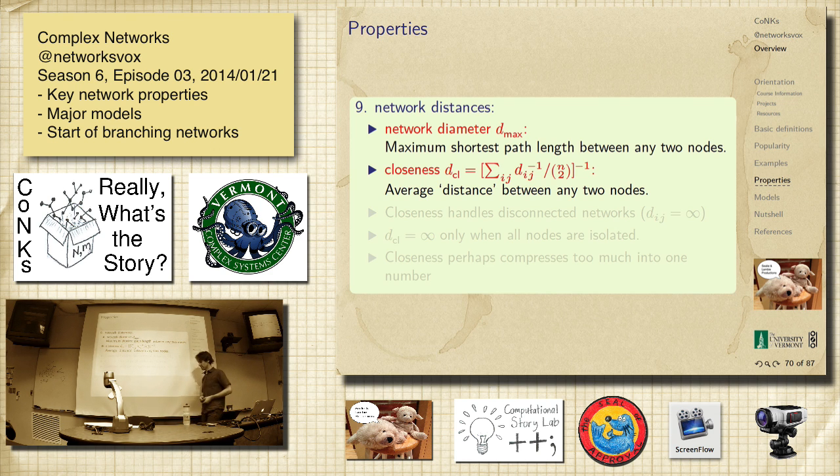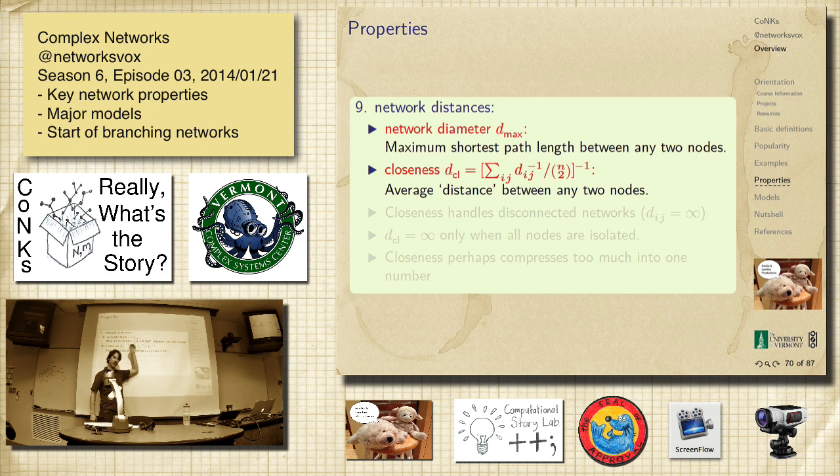Okay, and the number of pairs, right? So that's n choose 2. That's the number of paths that you're summing over. So that gives you somewhat a normalized thing. It's a bit funny, and then you invert it again. So if this was in meters, then it's 1/meters and then meters again. So it is a distance measure.